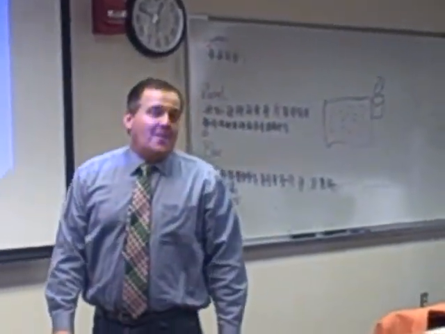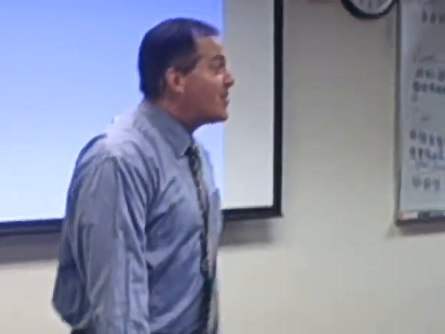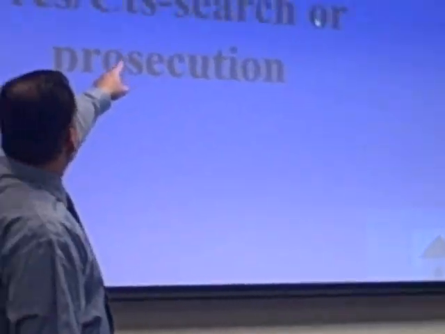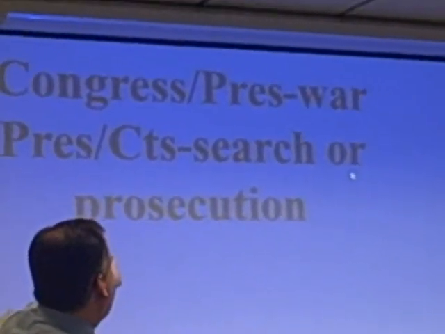Congress and president have to work together to pass a law. That's an easy way to get points. Congress and president have to work together to declare war. Executive prosecution, judicial conviction to imprison somebody. Make sure that you take a look at that assault on powers article. Congress and president for war, president and court for searches or prosecutions.